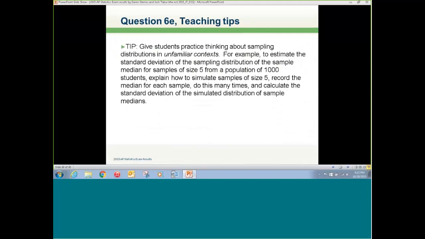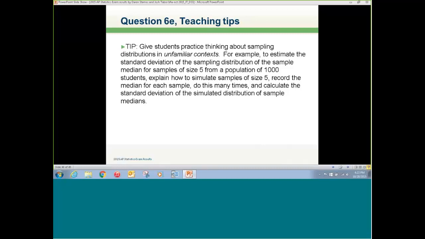So teaching tips. Give students practice thinking about sampling distributions in unfamiliar contexts. In our sampling distribution chapter, we do lots of problems about X-bar. We do lots of problems about p-hat. But any statistic that can be calculated from a sample has a sampling distribution. So ask your students this: How would you estimate the standard deviation of the sampling distribution of a sample median for samples of size 5 from a population of 1,000 students?